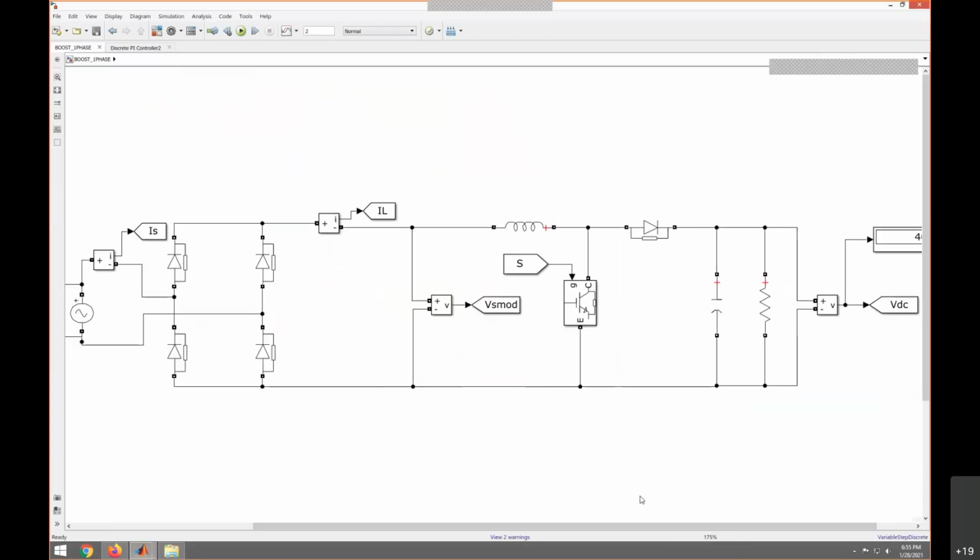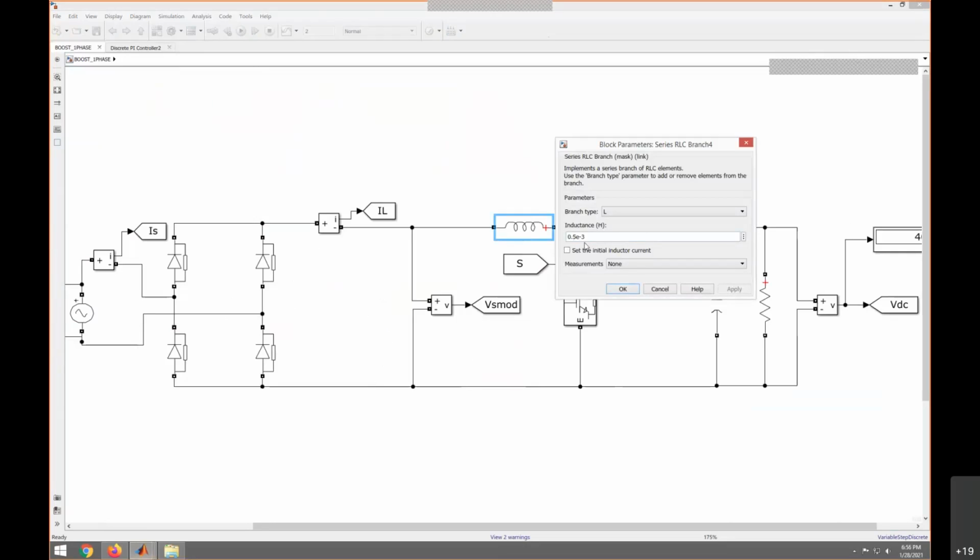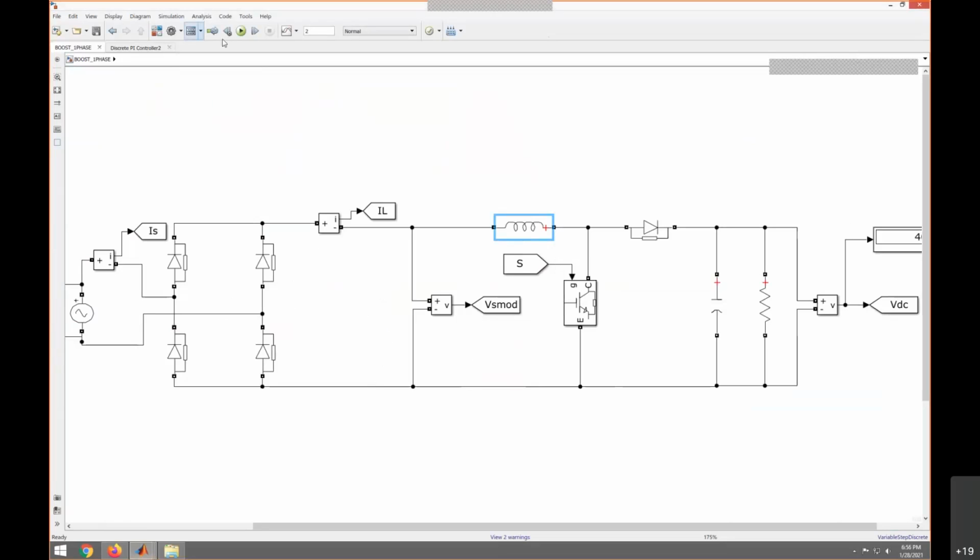Similarly, for the capacitor value, not much tuning is required. Normally 1000 microfarad, 2000 microfarad or 4700 microfarad is usually sufficient. The only tuning is of the inductor. If you keep a lower value, for example, in this case I kept around 0.5, and now I reduced the inductor 10 times, you can observe some switching ripples.